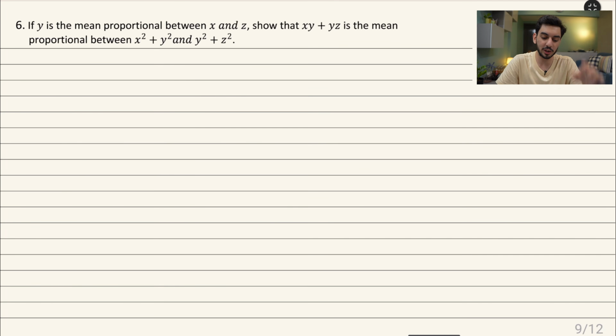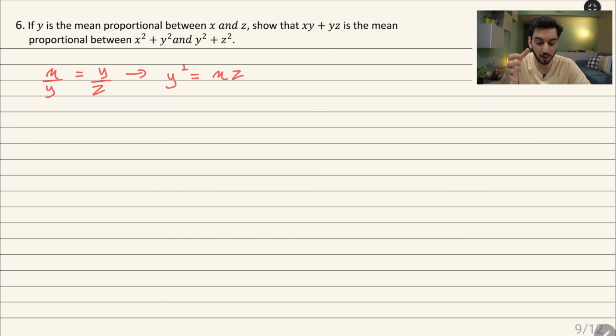Okay, the next question says if y is the mean proportional between x and z. So y is the mean proportion between x and z. Fair enough. Show that xy plus yz is the mean proportion between this and that. Okay, now the first thing that is given to me is regarding x, y and z. So y is between x and z. So can I just say that x upon y is equal to y upon z? Yeah, that looks fair, which means y square is equal to xz.